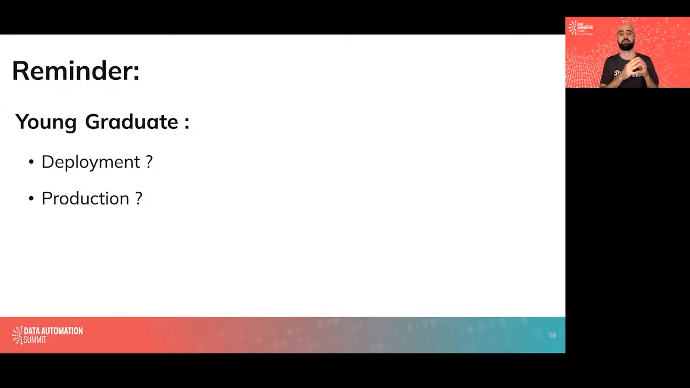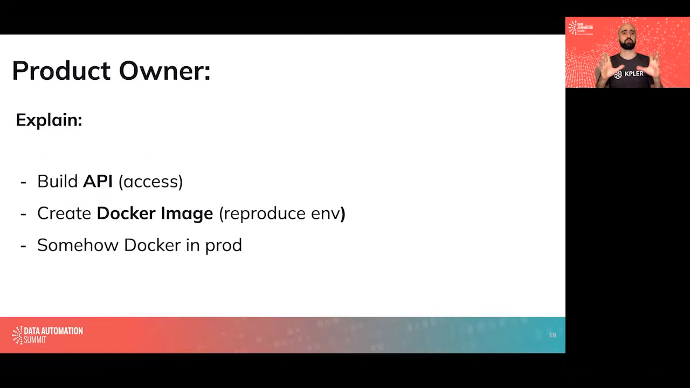However, here the point is that the developer is a young graduate, so he does not know what deployment is, and he does not know what the production environment is as well. So the product owner tries to clarify the situation and tells him, all right, you have to first of all build an API, so a software part that allows users to access the algorithm that you just built. Then you have to create a Docker image to reproduce the environment where you actually built your algorithm.